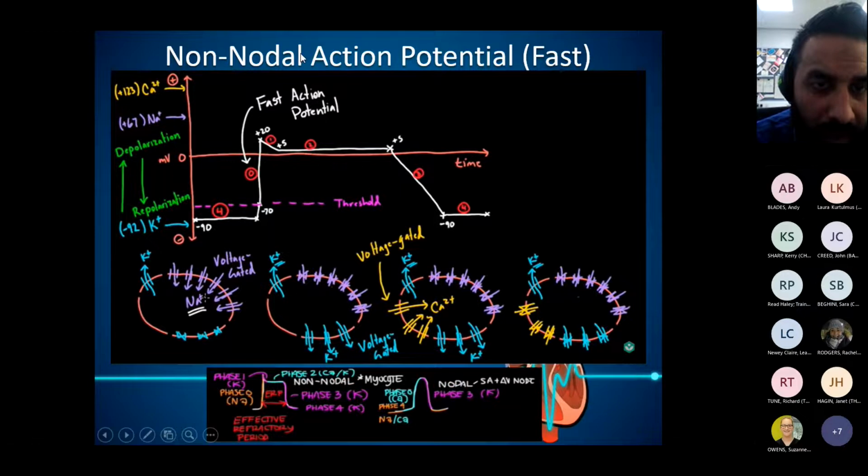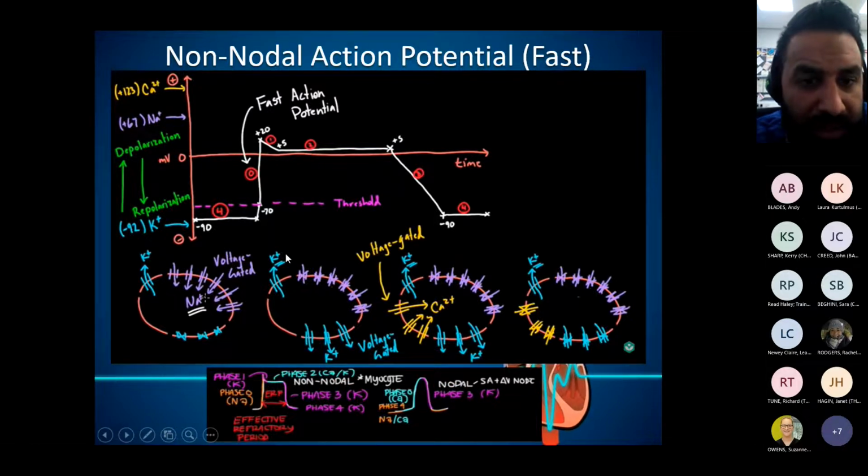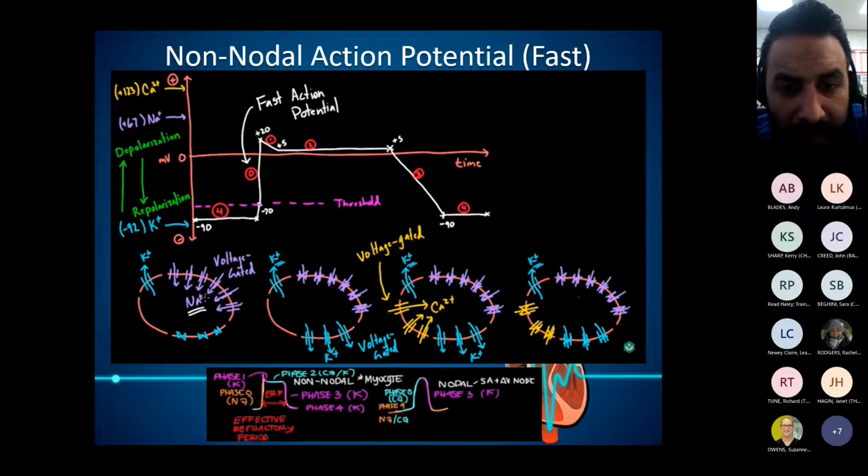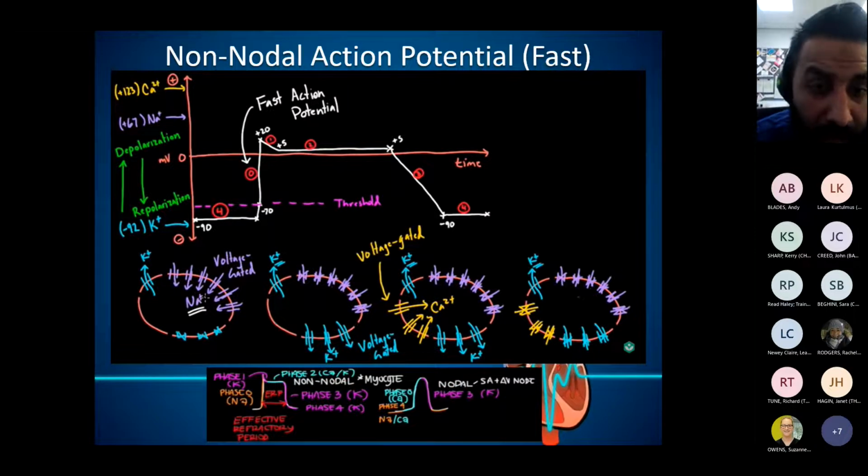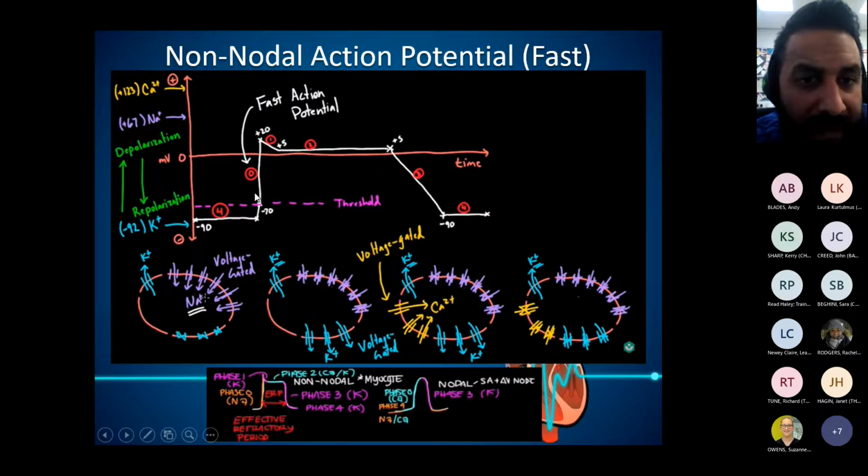What we're looking at here, by the way, is a non-nodal action potential. So this action potential is not the impulse that is generated at the SA node. It's not the impulse that's generated at the AV node, and everything that we said. We'll look at that on the next slide. What we're talking about here is any of the cardiomyocytes within the atrium will generate such an impulse. So what's actually going on?